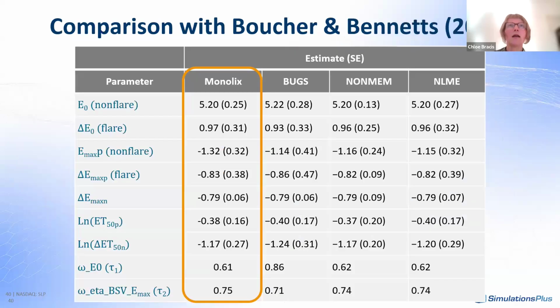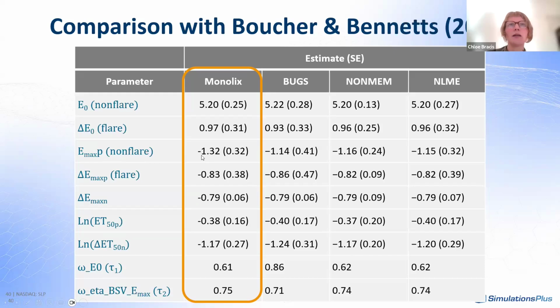Next, I can just show you really quickly the Boucher and Bennett paper, again, the tutorial paper where they implemented the same model in BUGS, NONMEM, and NLME. So here is just showing that also with Monolix, we get very similar parameter estimates. Here I've run the model reparameterized to match the parameterization in the paper where they estimated, for example, the log of AT50 directly. And you can see the parameter estimates are all very similar.